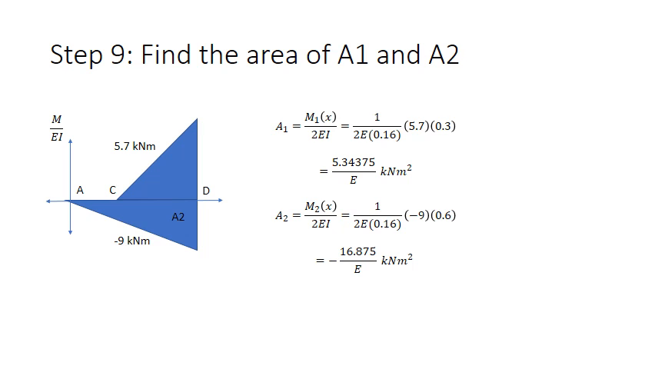And for area 2, the same thing. Multiply the M2 with X and then divide it by 2EI. So it will be 1 over 2E times the I, which is 0.16, times the M2, which is minus 9, and the X, or the length, is 0.6. So the A2 will be minus 16.875 divided by E, kilonewton meter square.